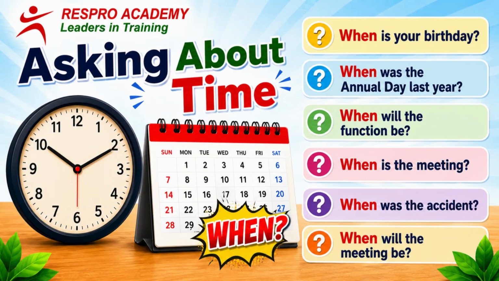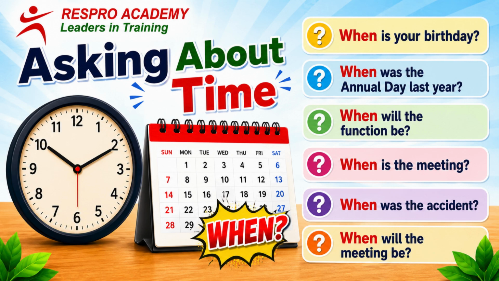Whenever we want to know about the time of an event, an action, or an incident, we usually use the question word when. Let's look at a few examples. When is your birthday? Here we are asking about the date. When was the annual day last year? Here we are asking about a past event. When will the function be? This is about a future event.